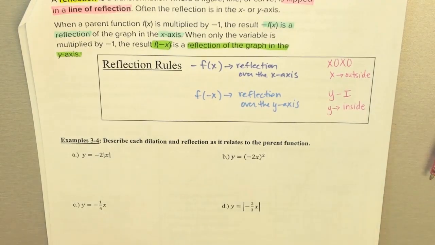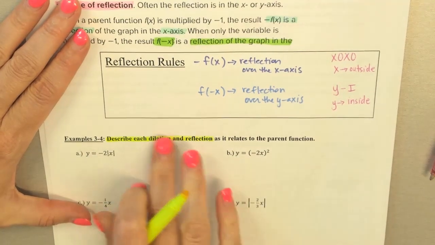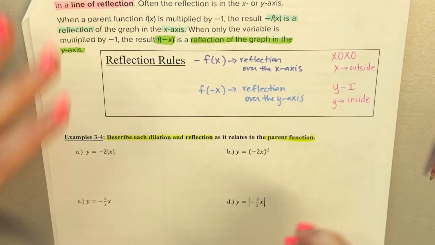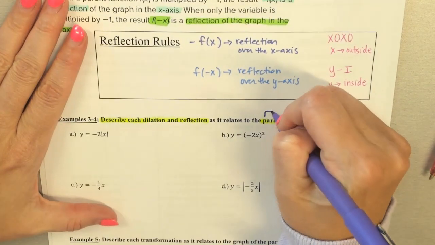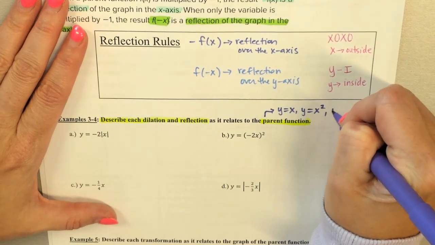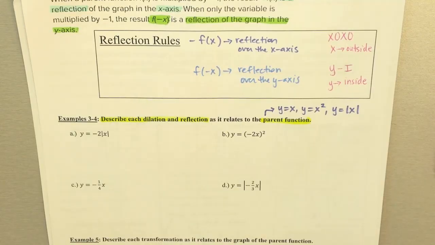Okay, so for examples 3 and 4, it says describe each dilation and reflection. So you're going to have both of those in there. Again, it says as it relates to the parent function. So your parent functions that we're going to focus on for this unit are y equals x squared, and y equals the absolute value of x. So you need to have that somewhere in your explanation.